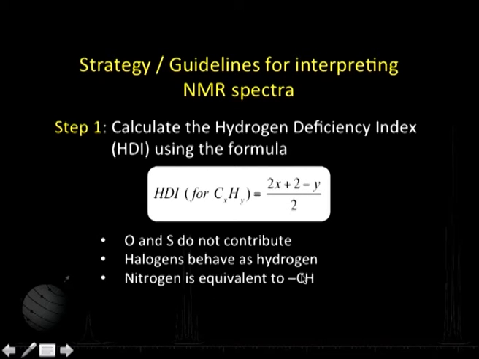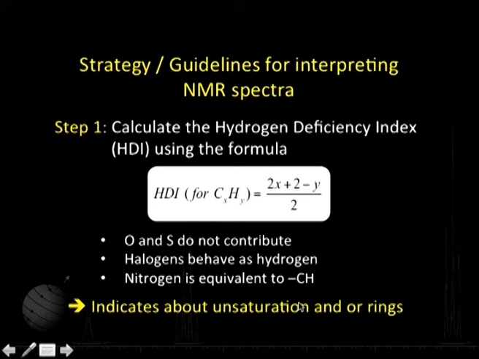So, with these 3 common parameters, we try to work out the HDI for the given molecule, and that, as I mentioned earlier, indicates the unsaturation or the rings in the molecule. We will use this as we proceed.